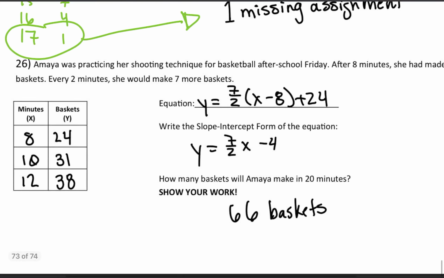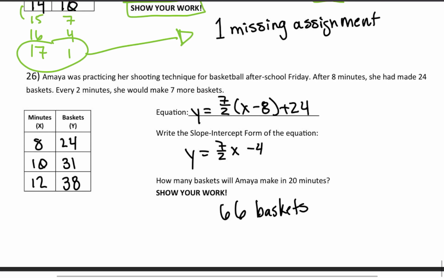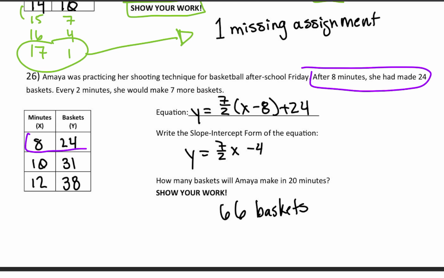26, Amaya was practicing her shooting technique for basketball on Friday. After 8 minutes, she had made 24 baskets, and every 2 minutes she makes 7 more. So after 8 minutes, she had 24 baskets. So that's how I start my table. Every 2 minutes, she makes 7 more baskets. So let's do that in a different color. She makes 7 more baskets. So that's how I get this information.